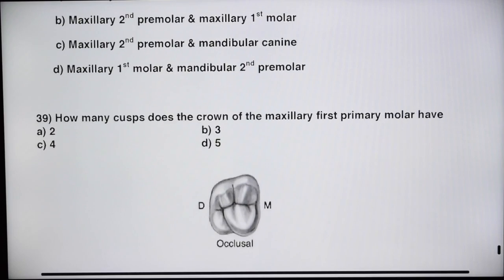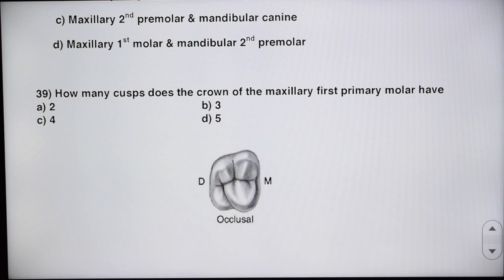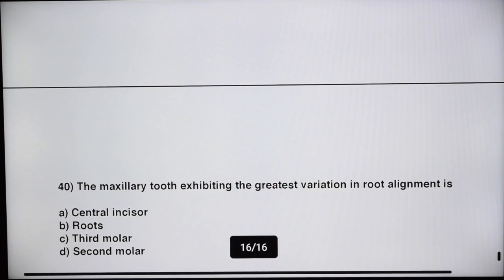Moving on to the next question, how many cusps does the crown of maxillary first primary molar have? Usually the maxillary first primary molar has 4 cusps, whereas the second primary molar resembles the permanent first molar. So in case of a second primary molar we have 5 cusps, but in case of the first primary molar we have only 4 cusps, right? Option C is appropriate, right?